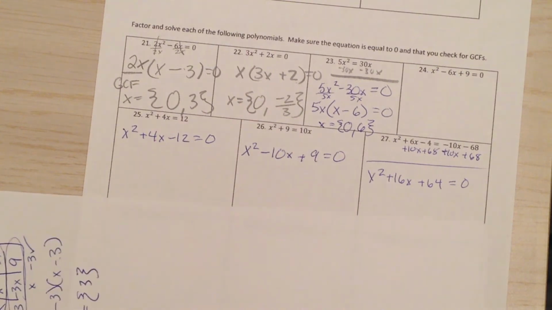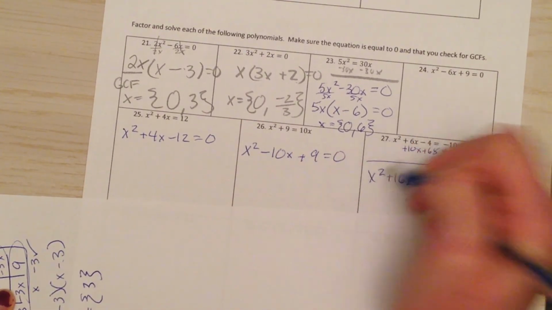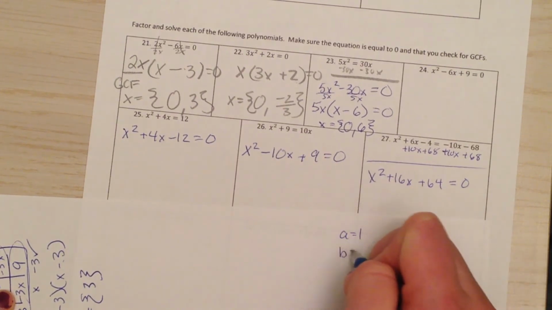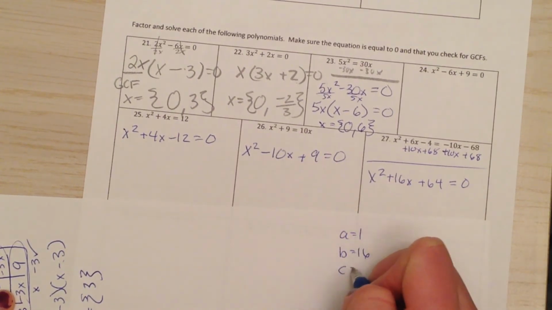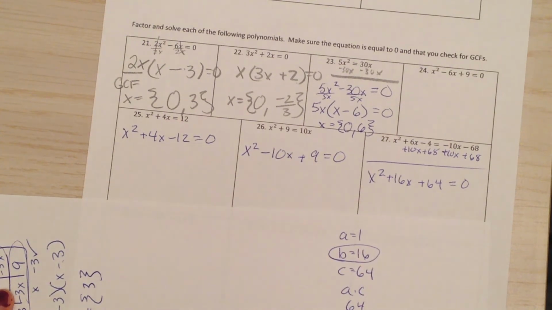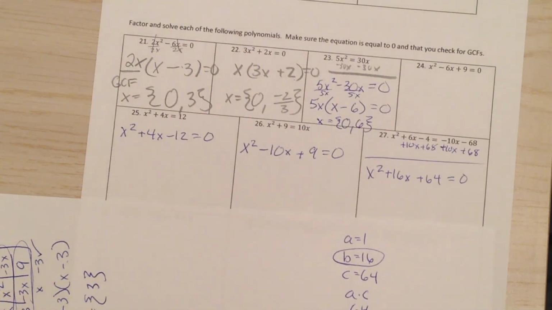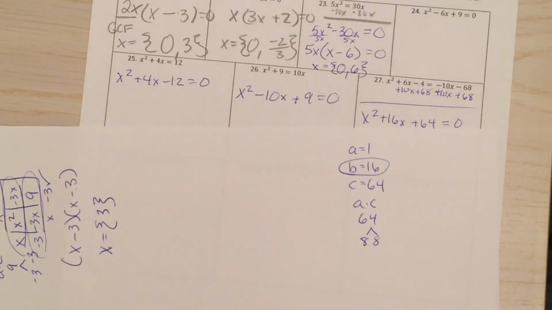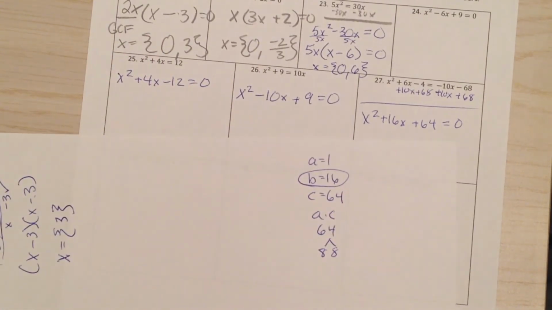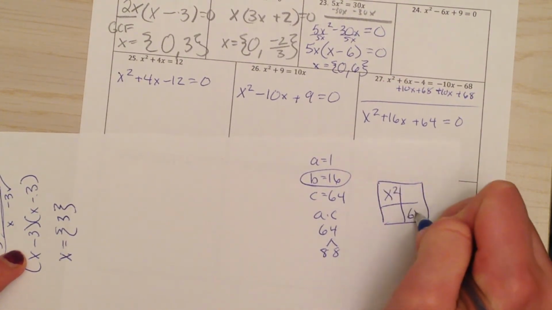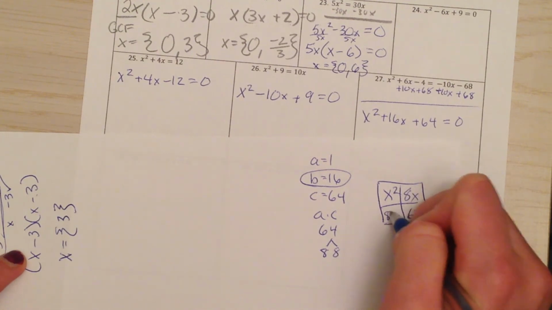Now it's time to factor. So my a equals 1, my b equals 16, and my c equals 64. My a times my c is 64. Two things that add to 16. Well, that's 8 and 8. So let me go ahead and do my little box. First term, last term, and my 8x and my 8x.